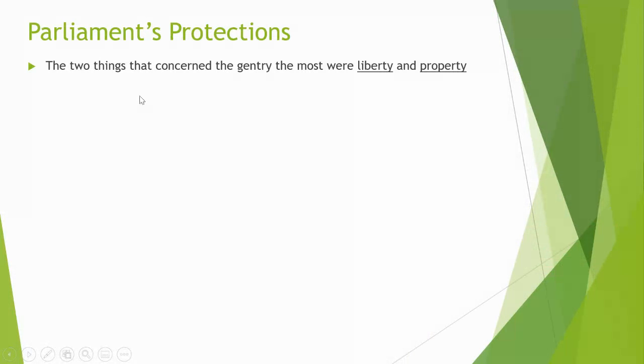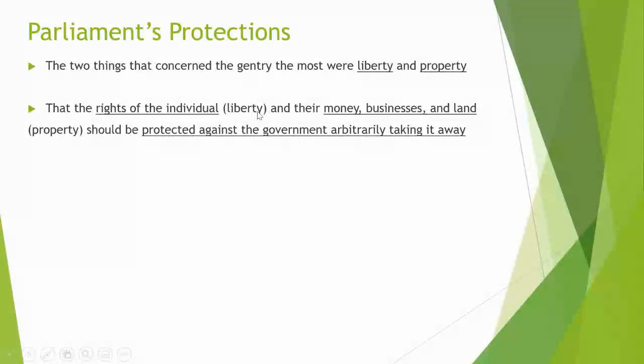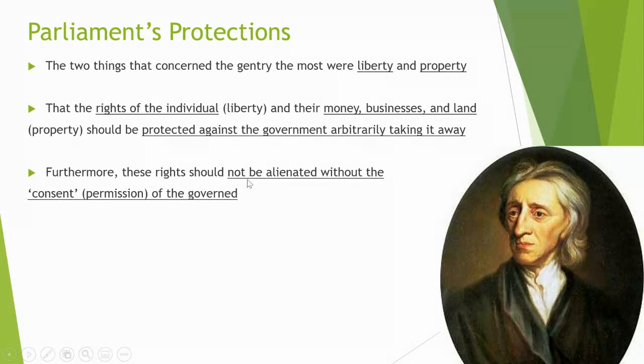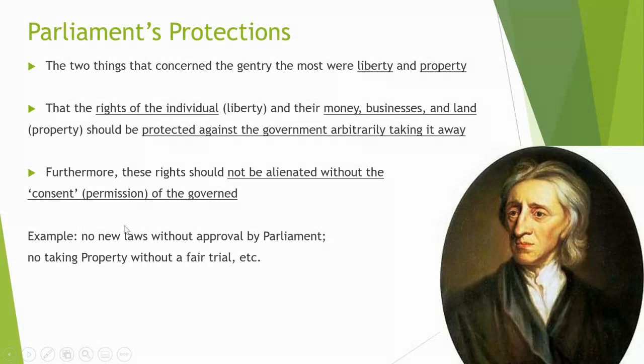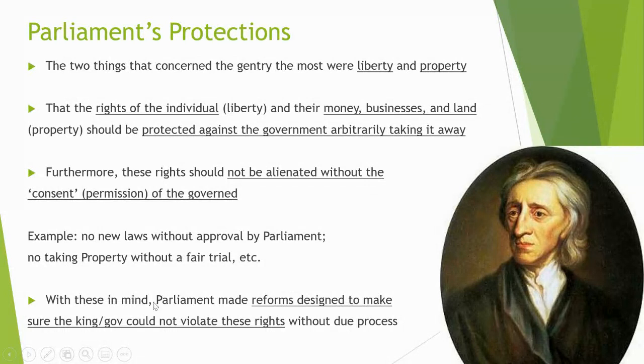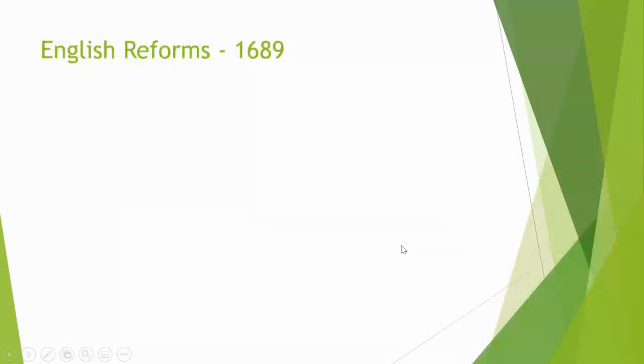The two things that concerned the gentry the most were liberty and property, the right of the individual. Liberty just means freedom, and their money, businesses, and land property should be protected against the government from just taking it because they want to or because they say so. Furthermore, they said these rights should not be alienated without consent or permission of the governed. So basically, people that are governed have a say. Example, no new laws without approval by Parliament, and no taking property without a fair trial. With these in mind, Parliament made reforms designed to make sure the king and government could not violate these rights without due process of the law.